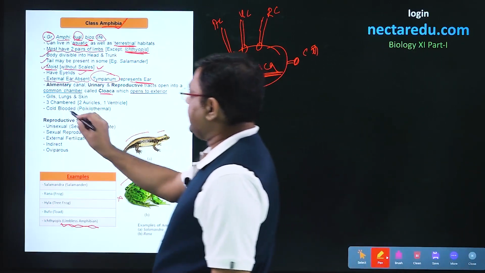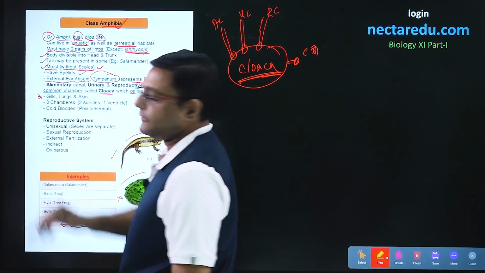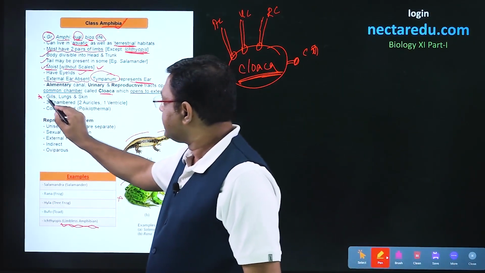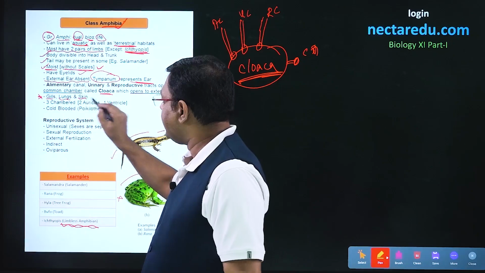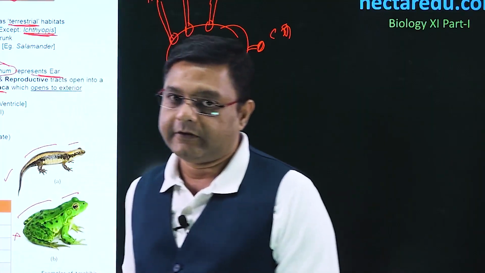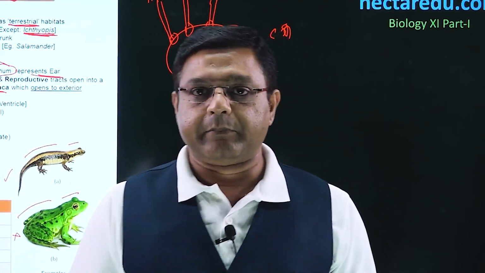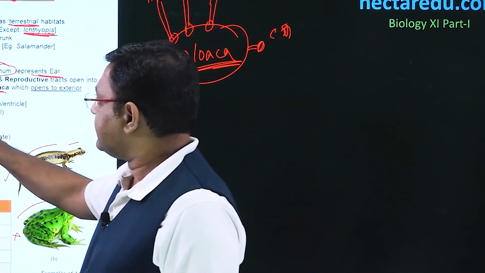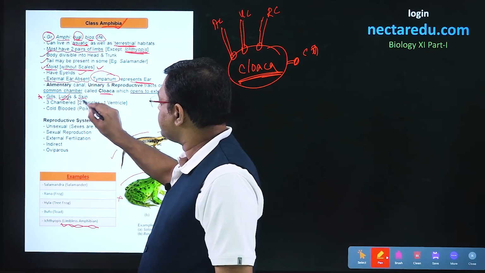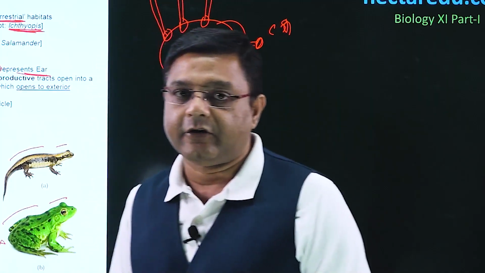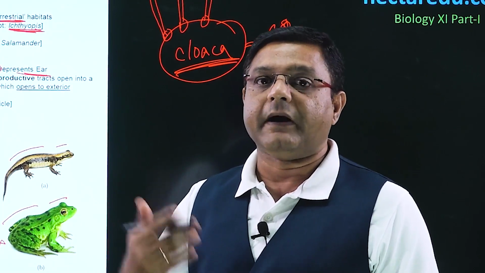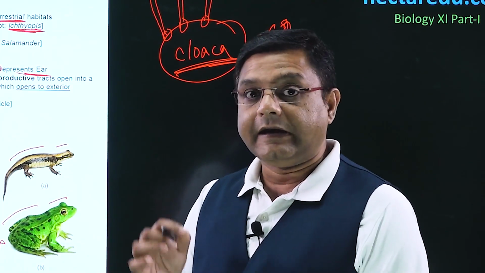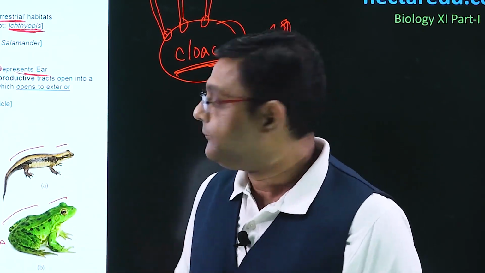After this, coming to the respiratory system. In the case of amphibians, there can be gills, there can be lungs, and there can be skin which is present. Now, a prominent example is frog. In the case of frog, it is the lungs which are present. It is also the skin which is a respiratory organ, and additionally the buccal cavity is also a respiratory organ in the case of frog. So, gills are not found in frog.